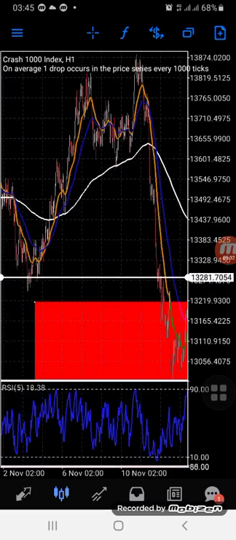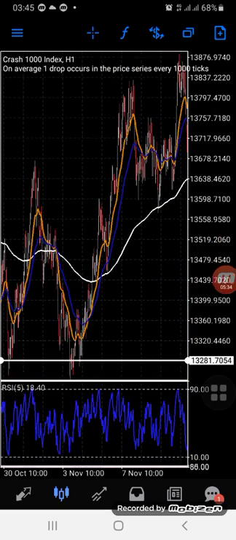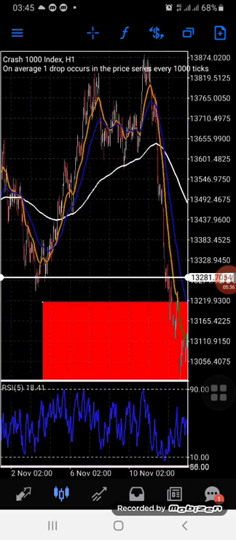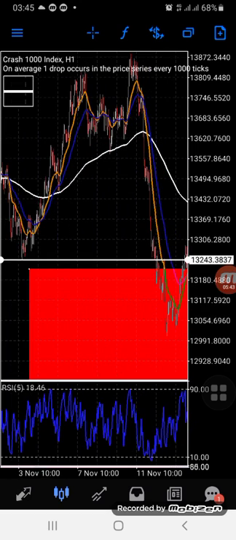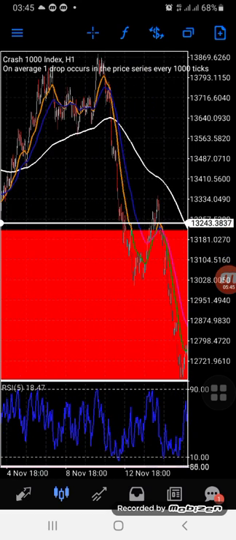Okay, look at the level here, look at this level, the previous level that it broke out from. You now mark it out. That should be your first entry. When the market comes back to that point, you see that you are selling.